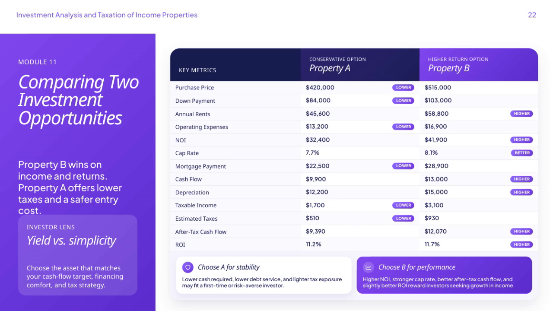It also results in lower taxable income and estimated taxes, which is an advantage for investors focused on minimizing tax exposure. So, the key takeaway here is to choose the asset that aligns with your personal investment goals. If you're looking for stability, lower cash requirements, and less debt, Property A is a solid, conservative choice. But if you're aiming for higher performance, growth in income, and better after-tax cash flow, Property B is the better option. Understanding your cash flow targets, comfort with financing, and tax strategy will guide you to the property that best fits your investor profile.